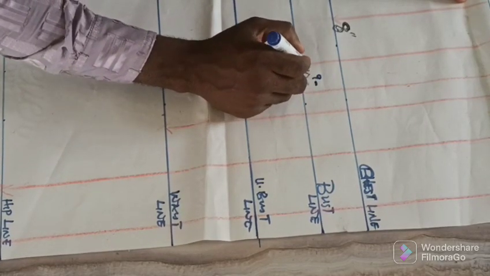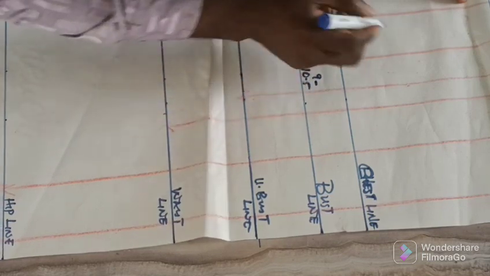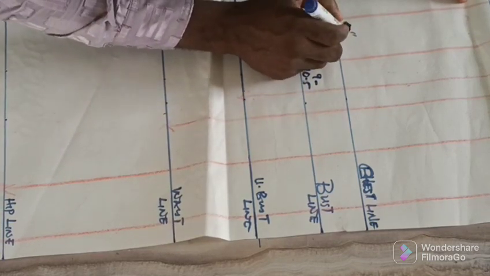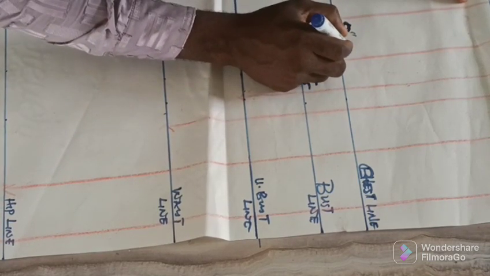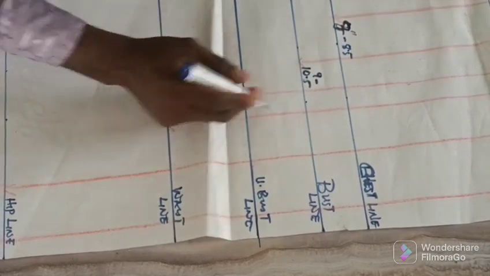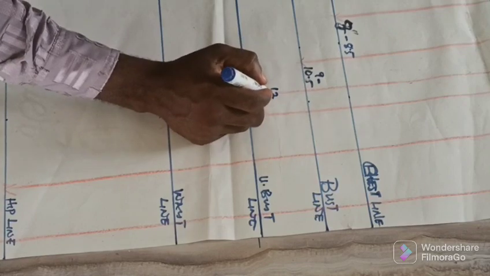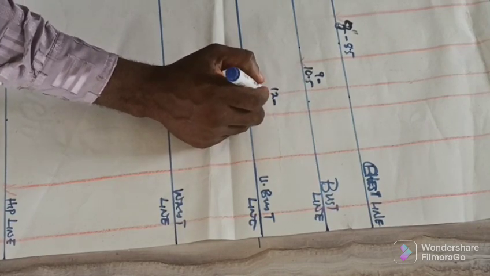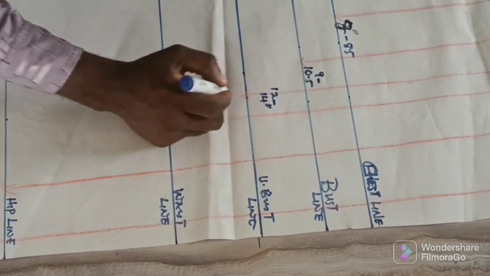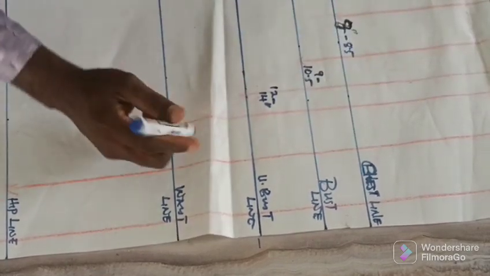Also, while drafting, there are other things that you're supposed to understand. Let me just tell you that you should also understand the nature of your fabric. The nature of your fabric should tell you how to cut. Then back to what we are saying.